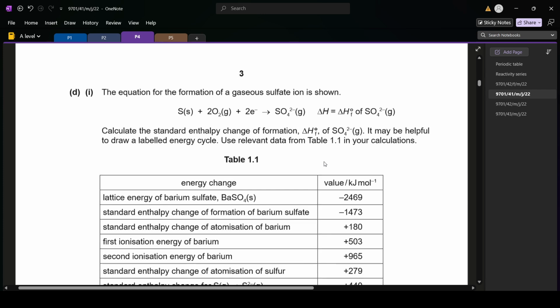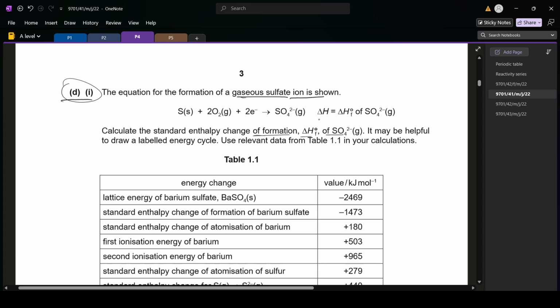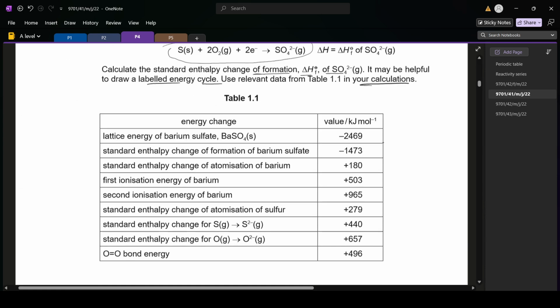Okay, moving towards the next part, part D. The equation for the formation of gaseous sulfate ion is shown. Calculate the standard enthalpy change of formation of sulfate. This is the enthalpy change of formation of sulfate. It may be helpful to draw a labeled energy cycle. Use the relevant data from table 1.1 in your calculation.